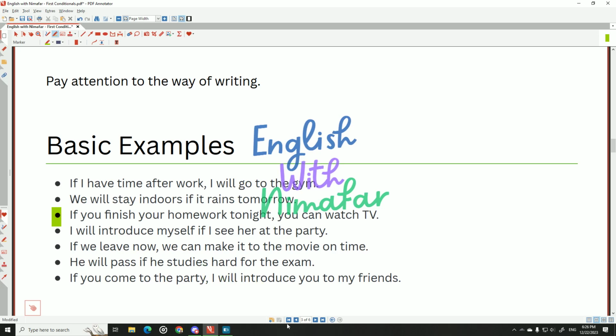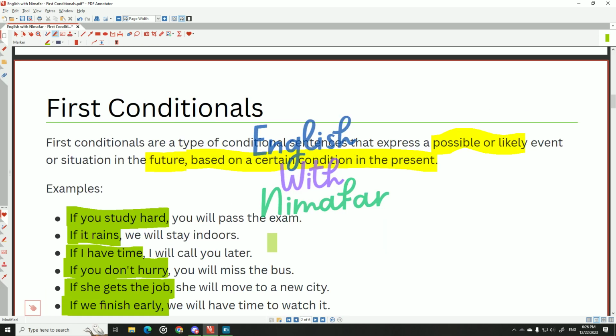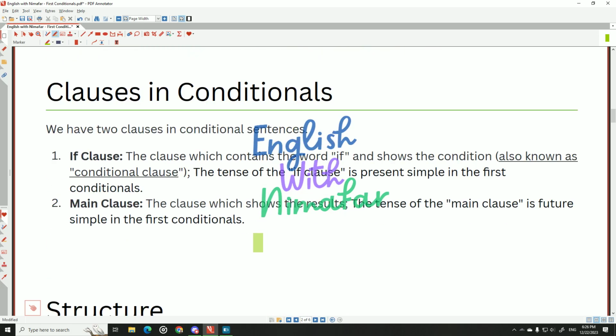As you can remember, let me bring it here. I told you that the clause we chose, the result, can be the future tense, the future simple. The clause we chose, the result, is your main clause. And for the if clause, the clause we chose is the condition.